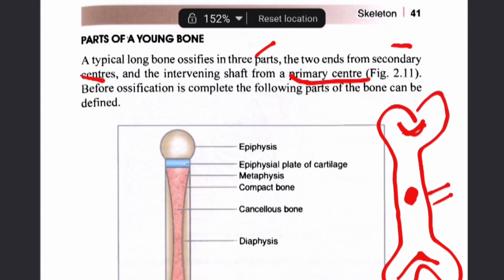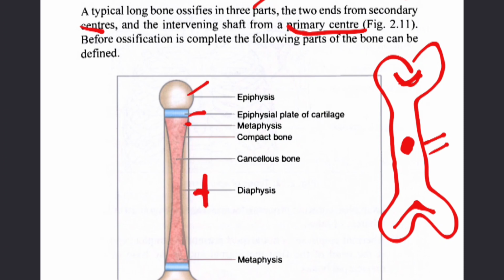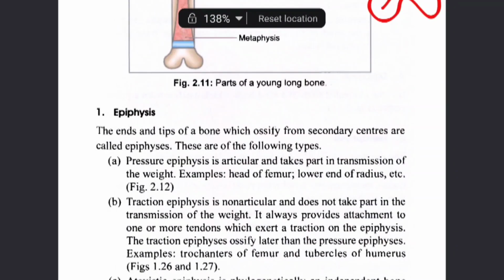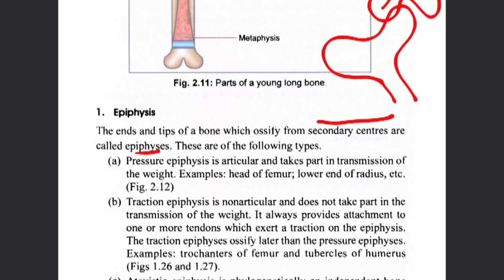Okay, so just focus on this diagram. So this is the epiphysis, the ends, epiphyseal plate of cartilage, the metaphysis, compact bone, cancellous bone, and the diaphysis, your shaft region. Next we'll discuss a little bit about these things, epiphysis and all. The ends and tips of bone which ossify from secondary centers are called epiphysis. As I have told, at the ends secondary centers are present and these are called epiphysis.